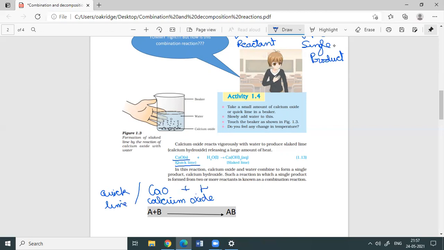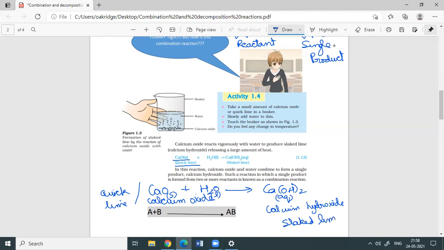When quicklime is dissolved in water, children, it quickly turns to slaked lime. This is a solid which is dissolved in a liquid, and an aqueous solution of slaked lime is formed. The composition of slaked lime is calcium hydroxide. This calcium hydroxide has a pet name which is called slaked lime.